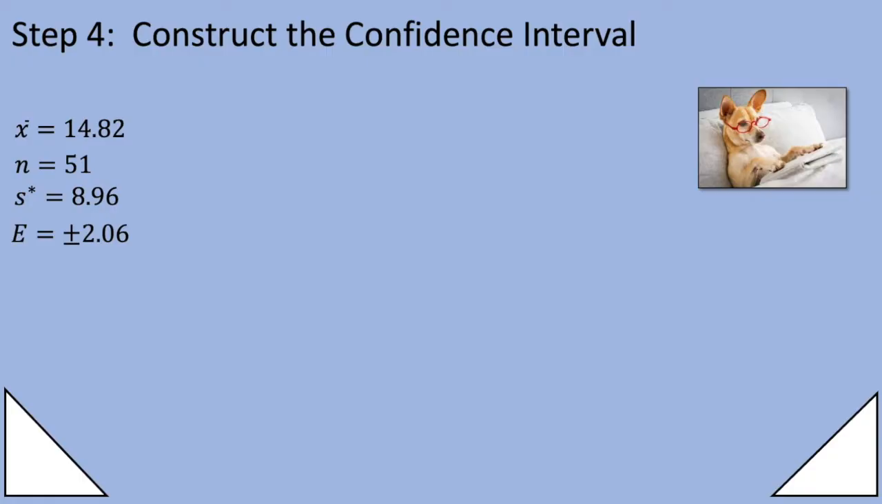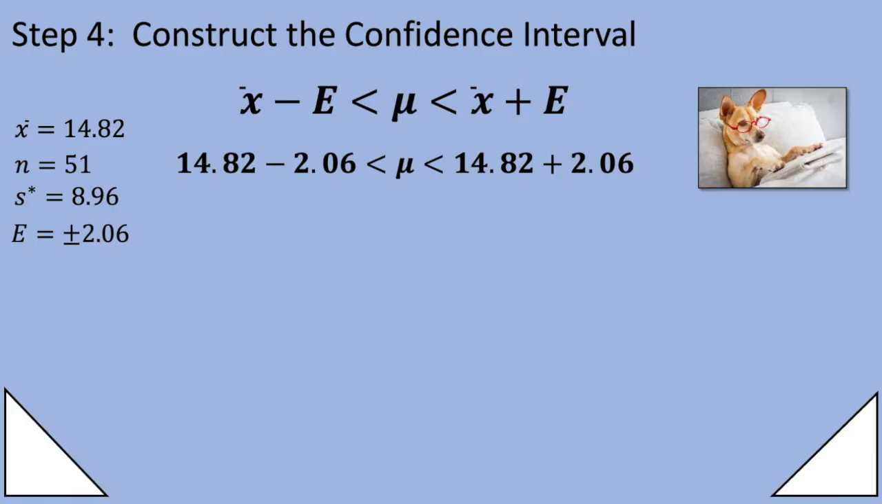So now we have all the information we need to construct the confidence interval, and that looks like this. We take the mean, x bar, subtract the margin of error, and then we take the mean and add the margin of error. So we'll take 14.82, subtract 2.06, and 14.82, add 2.06, which gives us 12.76 and 16.88.